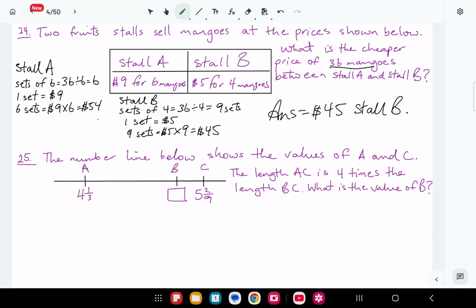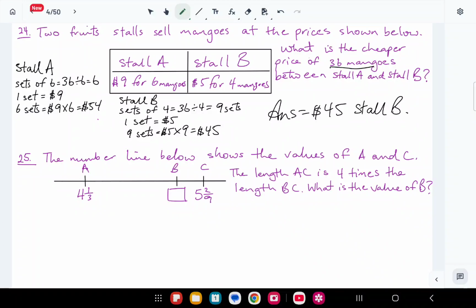Number 25, we have the number line below shows the values of A and C. A is 4 1/3, C is 5 2/9. They said the length AC is 4 times the length of BC. What is the value of B?